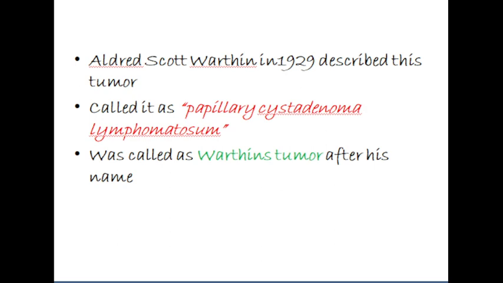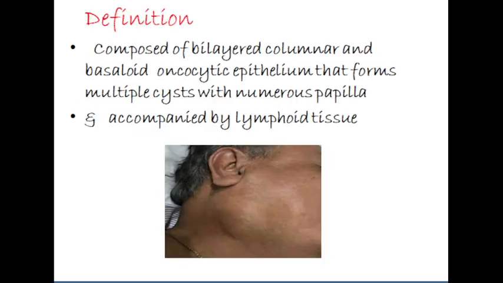In 1929, Warthin described this tumor and called it papillary cystadenoma lymphomatosum. After his name, it was called Warthin's tumor. Coming to the definition of Warthin's tumor, it is composed of bilayered, columnar and basaloid oncocytic epithelium that forms multiple cysts, and it is also accompanied by lymphoid tissue.